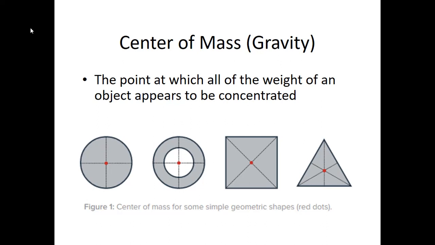Here we have a square, right in the center, and then we have a triangle, which would be close to the center. It's about 2/3 of the way up. So one thing you need to remember, this is the average position of the mass, where the mass is concentrated. It does not have to be on the physical mass of the object itself.